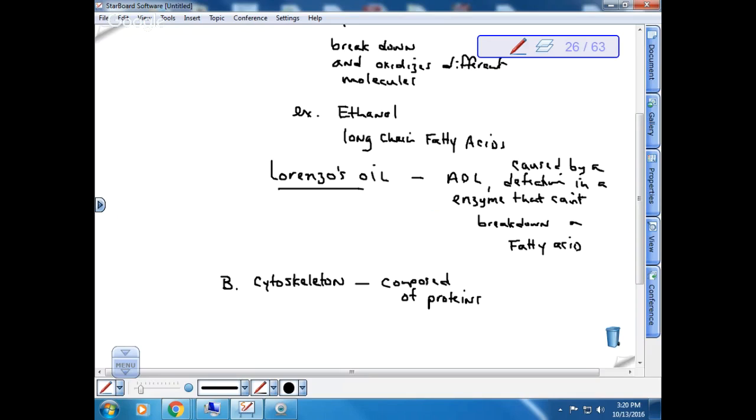Lab notebooks are going to be turned in on Tuesday. Yeah, so the lab notebooks are going to be turned in on Tuesday. Not your binder, just your lab notebook.